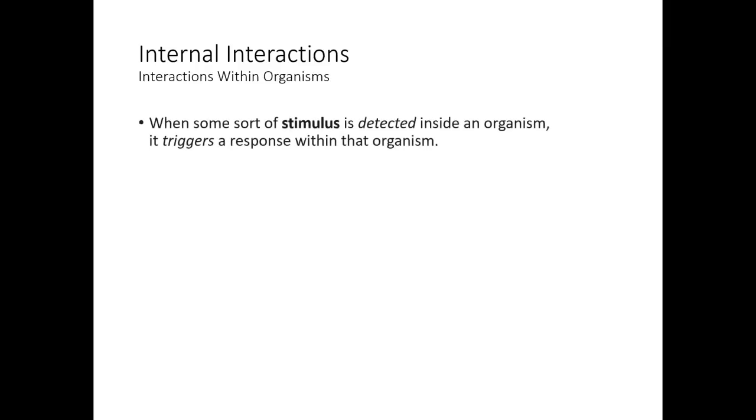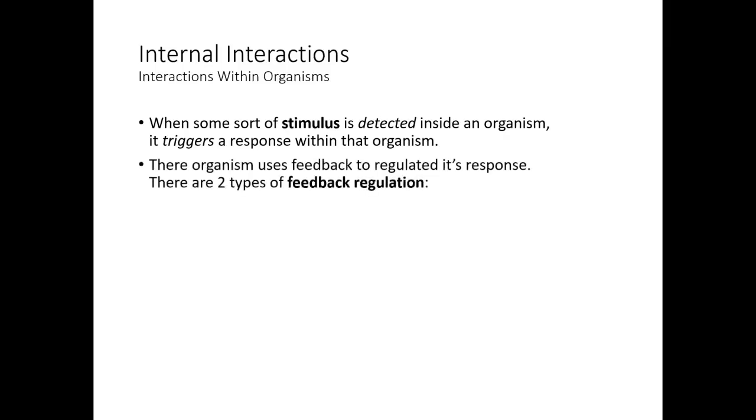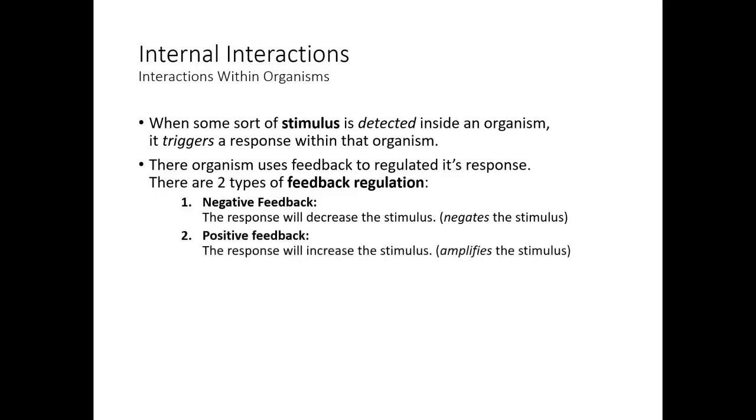They happen in response to some sort of stimulus. When an organism detects a stimulus, it triggers a response. The type of response can either be classified as positive or negative feedback. We'll start with definitions and then do examples. In negative feedback, the response to the stimulus is to decrease the stimulus. In positive feedback, the response to the stimulus is to increase the stimulus.